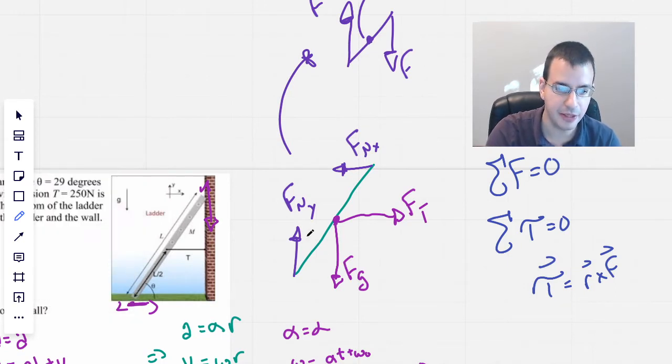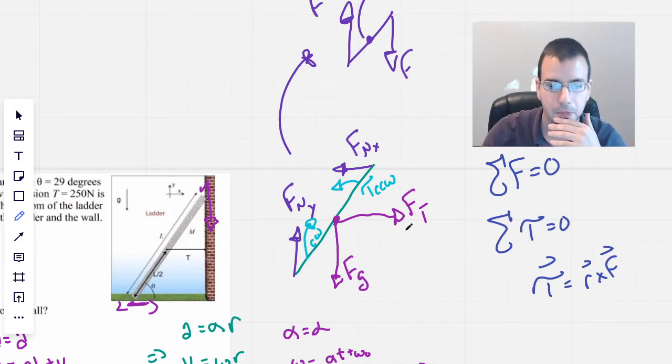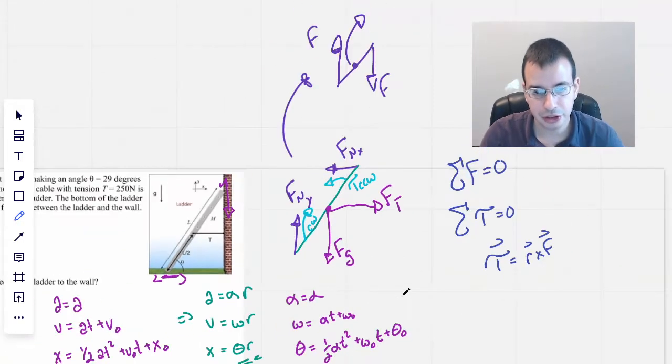So these will create a torque going that way. I'll call this going clockwise. And this will create a torque going, which way is that? This way. I'll call this torque counterclockwise. There we go. That works. So this is the model that we're going to work with.